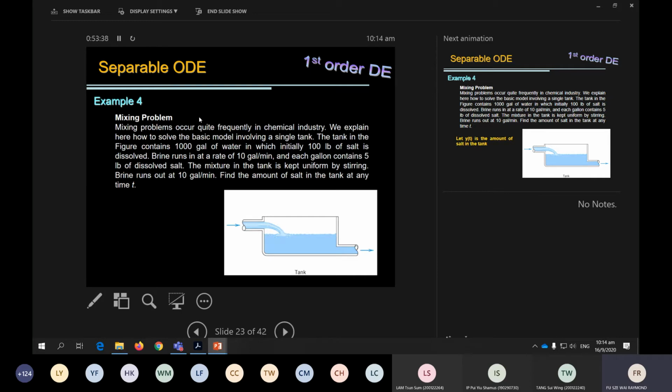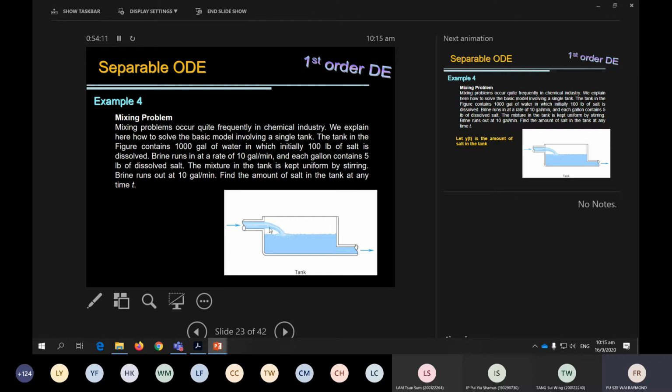So, for example, mixing problems. Now we are talking about a water tank in a chemical plant, the chemical industry. We are trying to explain how to solve the basic problem involving a single tank, in which the tank in these figures has 1,000 gallons of water, in which initially 100 pounds of salt is dissolved.